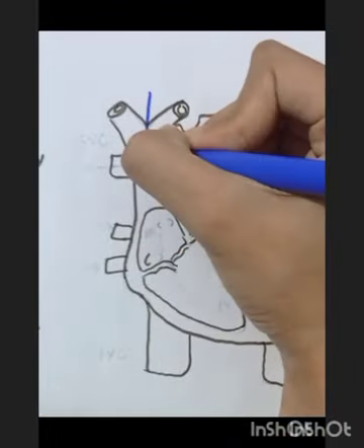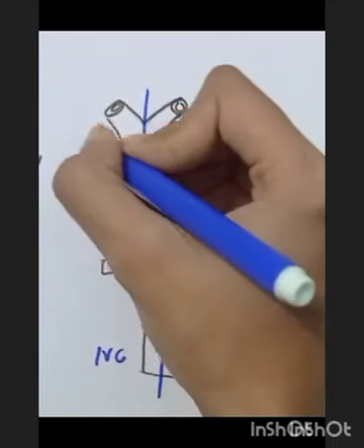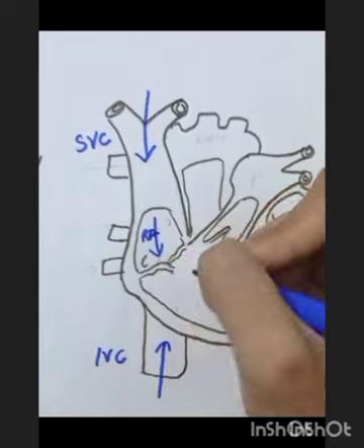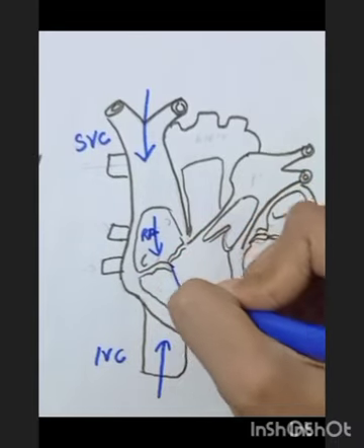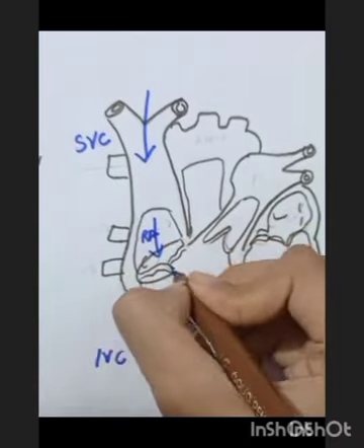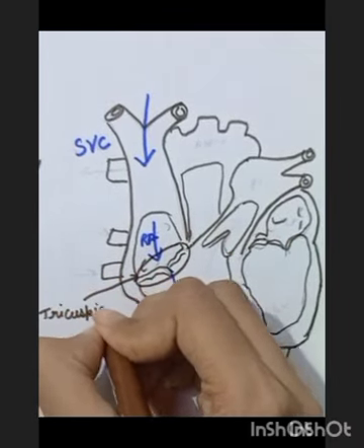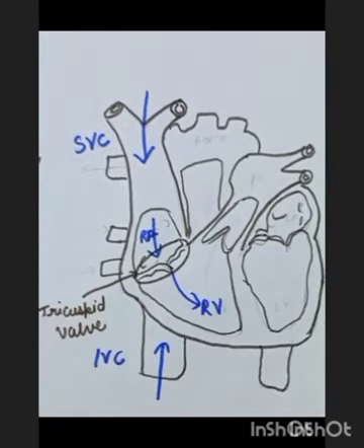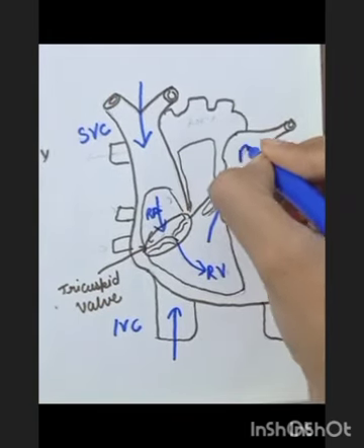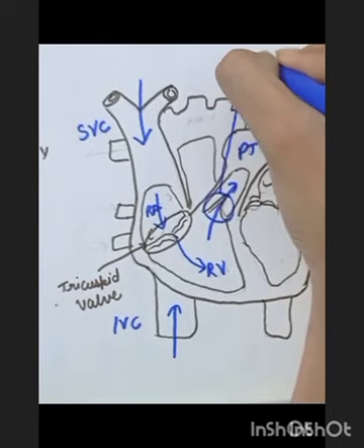Firstly, the deoxygenated blood enters the right atrium via the superior vena cava and the inferior vena cava. Then it goes to the right ventricle through the tricuspid valve, the valve present between the right atrium and the right ventricle. From the right ventricle, it goes to the pulmonary trunk through the pulmonary valve.